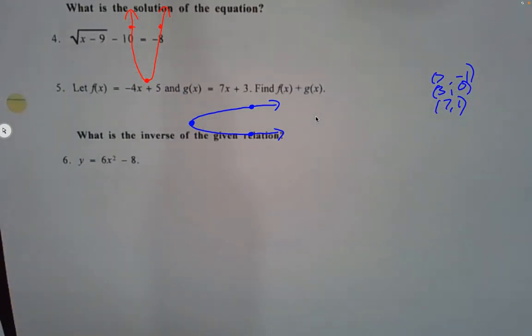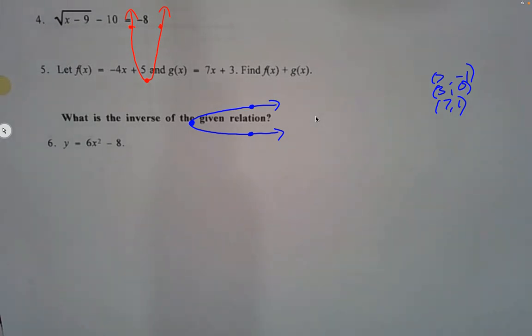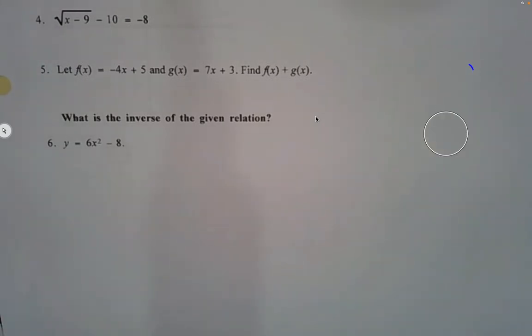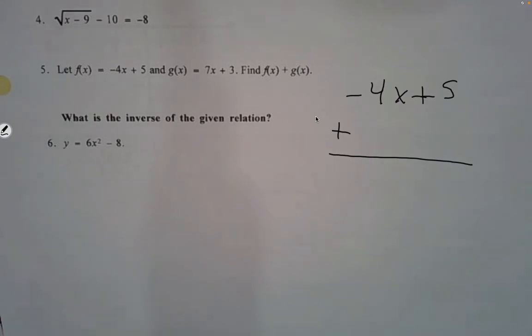So number 5 says we add these two functions. If you want to, I'll just take my f function and write that one down. And then I'll add my g function, 7x plus 3. Line them up. That may be easier to write it like that. Then let's just add. What's -4 plus 7? That's 3x. And what's 5 plus 3? That's all it is. I just added them together.